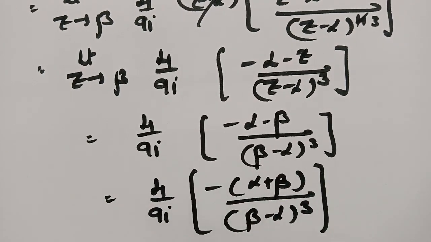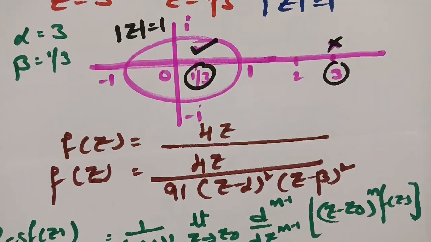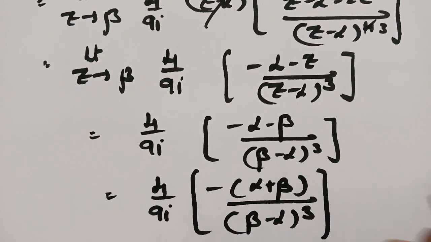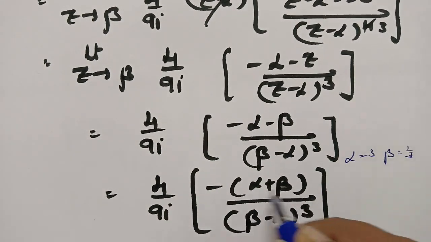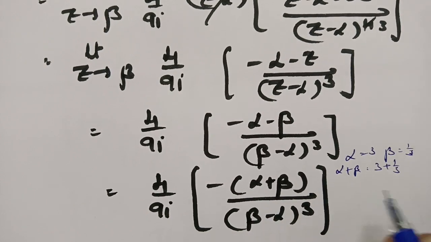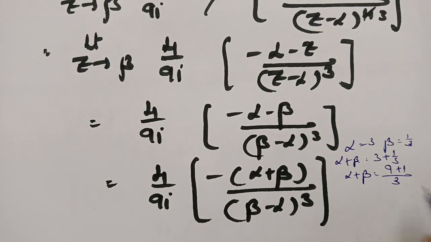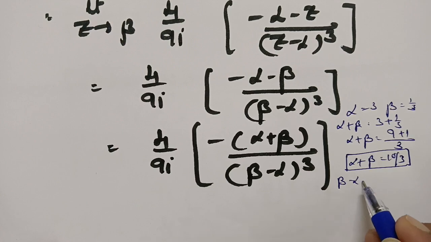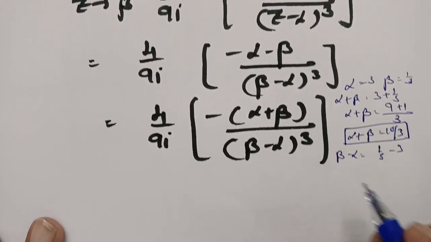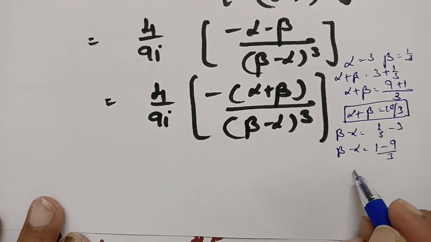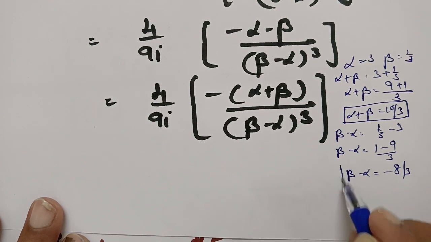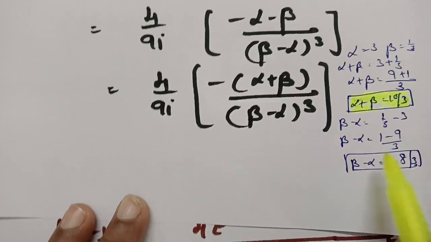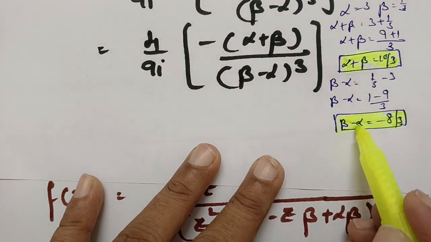See, what is alpha and what is beta? Alpha here is 3 and beta here is 1 by 3. Now I need alpha plus beta. This is 3 plus 1 by 3. If I take 3 as LCM, this will be 9 plus 1, so alpha plus beta is equal to 10 by 3. And beta minus alpha: beta is 1 by 3 minus 3, so beta minus alpha is equal to (1 minus 9) by 3, which is minus 8 by 3. See, alpha plus beta value is 10 by 3 and beta minus alpha value is minus 8 by 3.